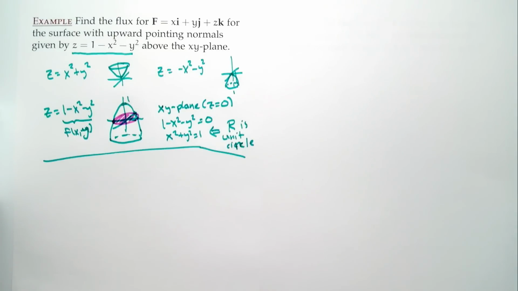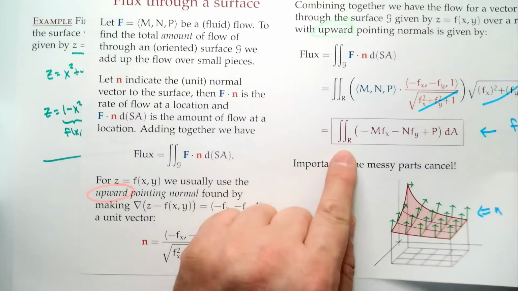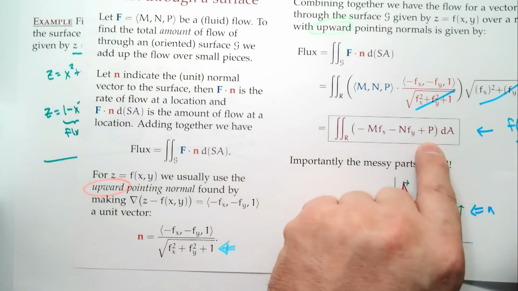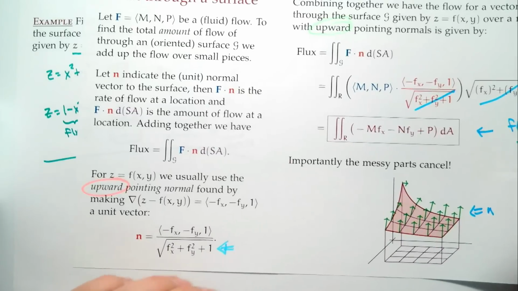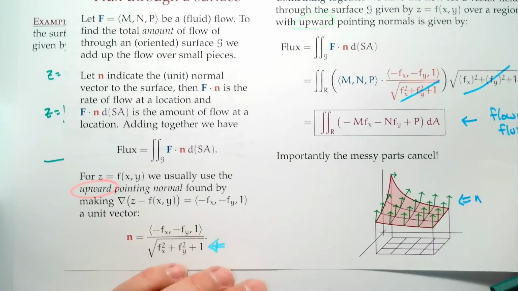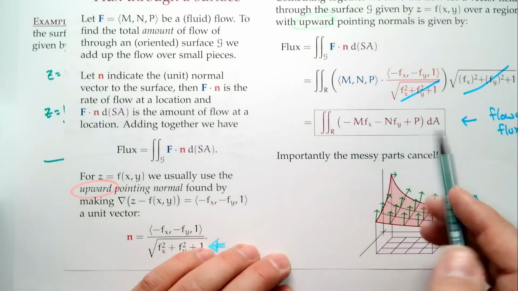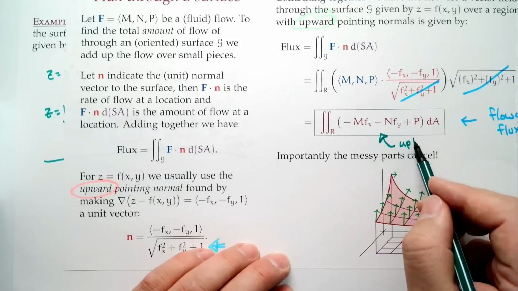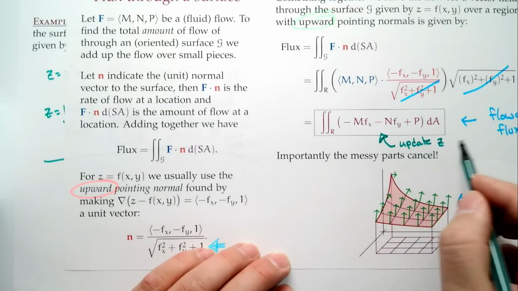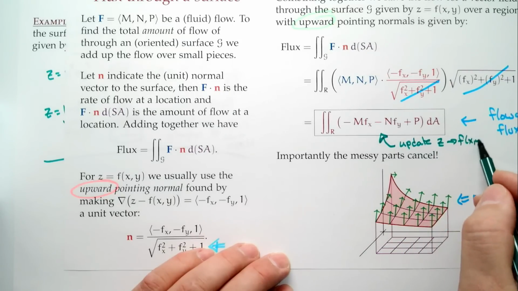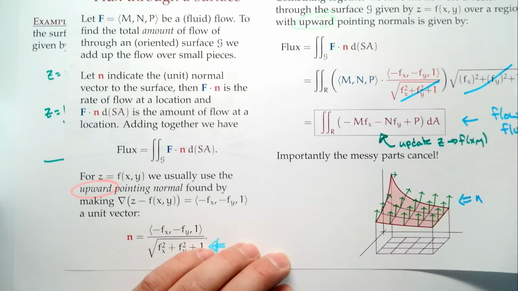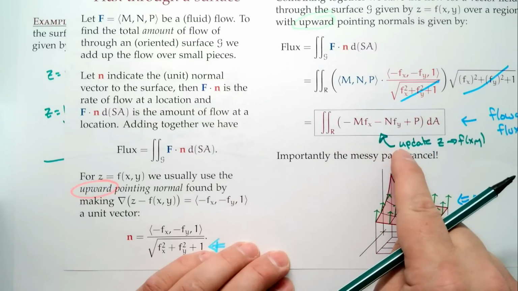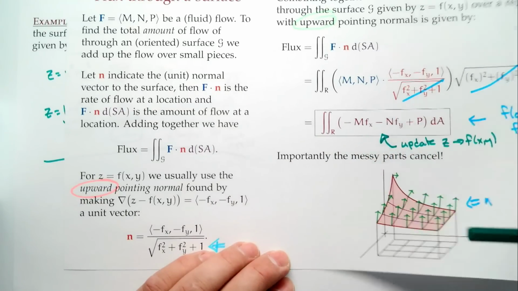So the formula says you're going to integrate over your region minus m times fx minus n fy plus p. And one of the things that we should note here is you might have expressions of z in here. And if you do have any expressions of z, update the z. And the way you update the z is you replace it by whatever your function f of xy is. That might not arise in this situation, but if it does, we know how to update it. So your integral should be entirely in terms of x and y. There should be no z's left over.